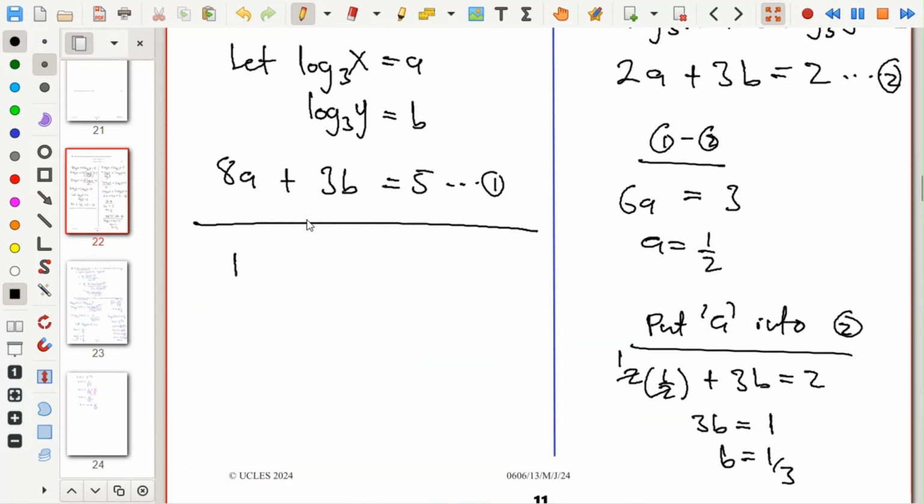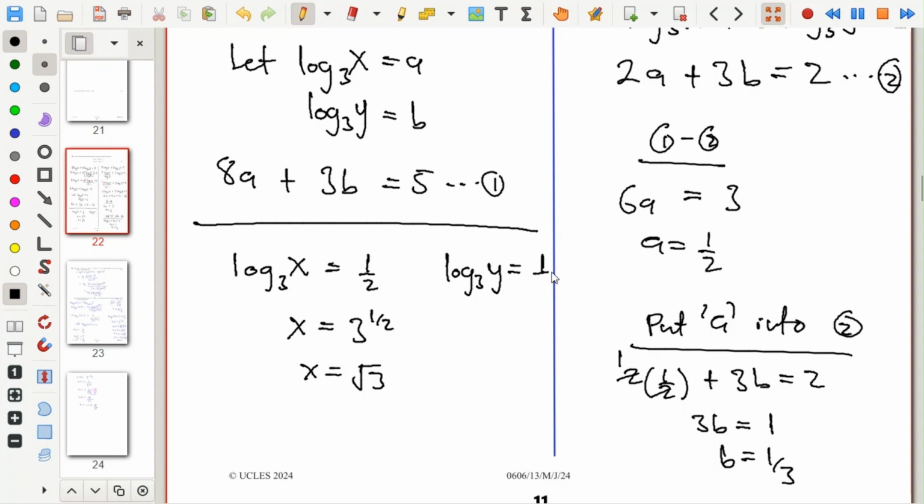We said here that log x to the base 3 is what? Half. That's a. So if I'm making x the subject, I'll get 3 to the power half, which is the same as square root of 3. And when we have log y to the base 3 to be 1 over 3, I'll get y to be 3 to the power 1 over 3, which is the same as cube root of 3.